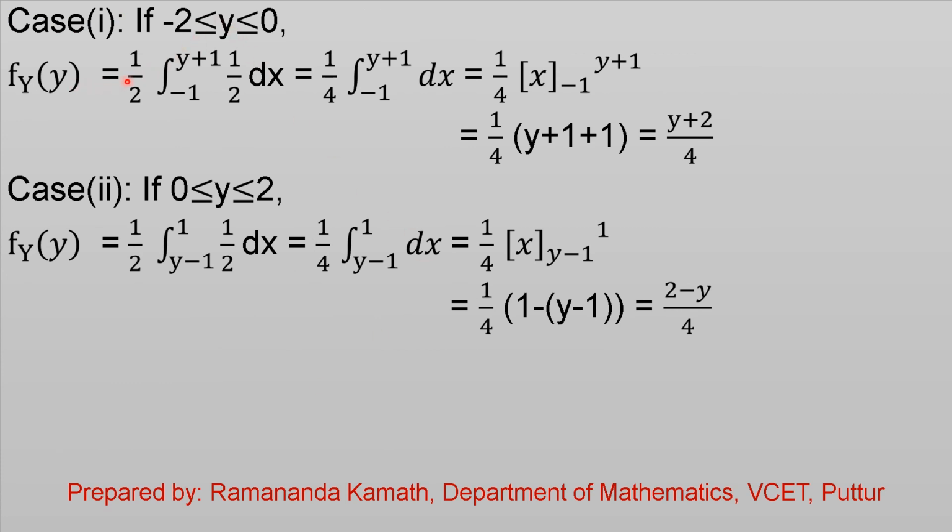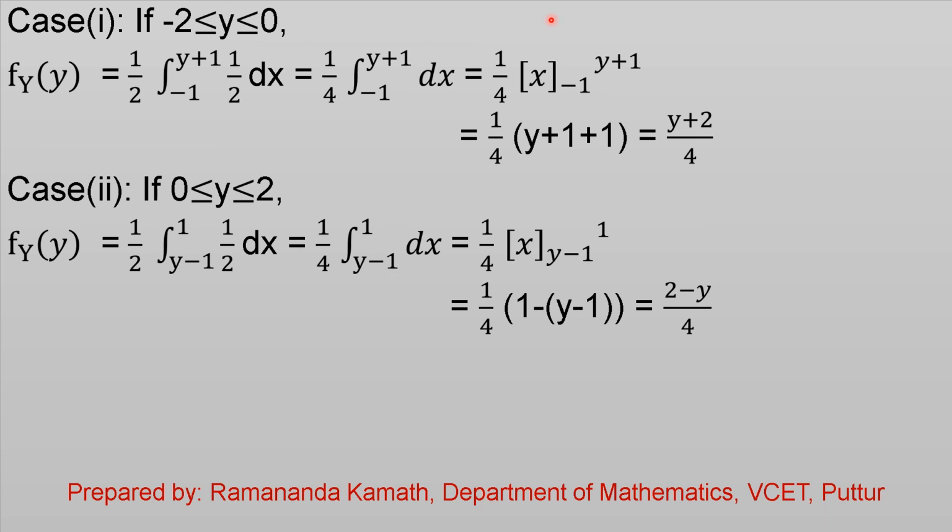Then f_Y(y) is equal to... Now x should be greater than or equal to y minus 1, and less than or equal to y plus 1. See the previous slide, see the notes. Now when y lies between -2 and 0, consider the lower bound y minus 1. When y is -2, y minus 1 will be -3. When y is 0, y minus 1 will be 0 minus 1, or -1. So when y lies between -2 and 0, y minus 1 lies between -3 and -1.